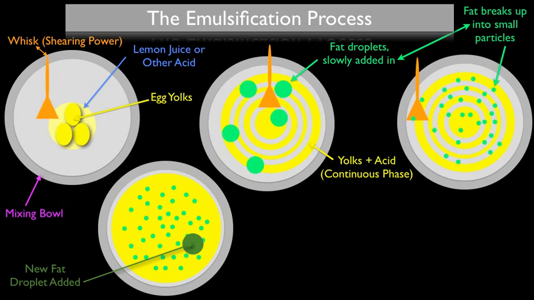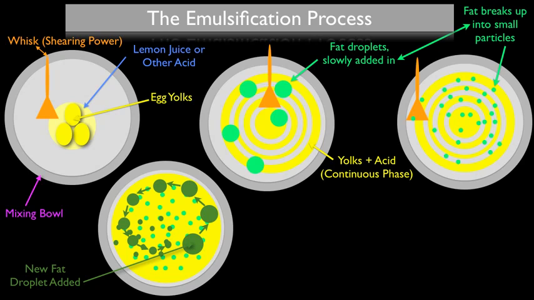So here's our new fat droplet, and we'll color it dark green so we can keep track of it. When you add this new fat droplet, you continue to whisk it around your bowl, and it starts to knock or bump into all of these other already small dispersed fat particles. And as this happens, it will actually be broken up by just the force of knocking into each other. The already dispersed fat is going to help break up the new fat and disperse it more evenly into smaller particles throughout the emulsification.